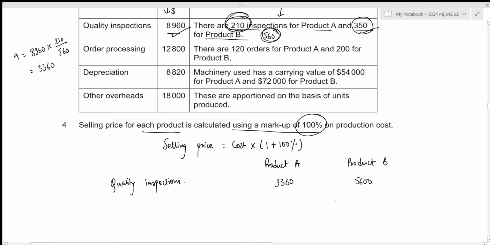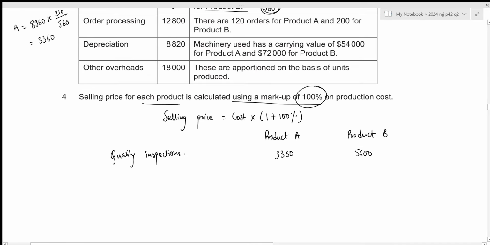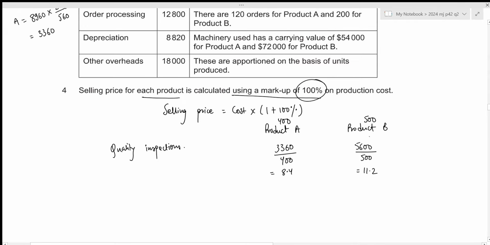Now we need to calculate these values per unit. For that, we just need to divide it by the number of units. For product A, we have 400 units, and for product B, we have 500 units. So the quality inspection per unit for product A is 3,360 divided by 400, which results in 8.4. And for product B, that will be 5,600 divided by 500, which results in 11.2. Let's write it down. So for quality inspections, we have 8.4 and 11.2. We now need to repeat the same process to order processing.